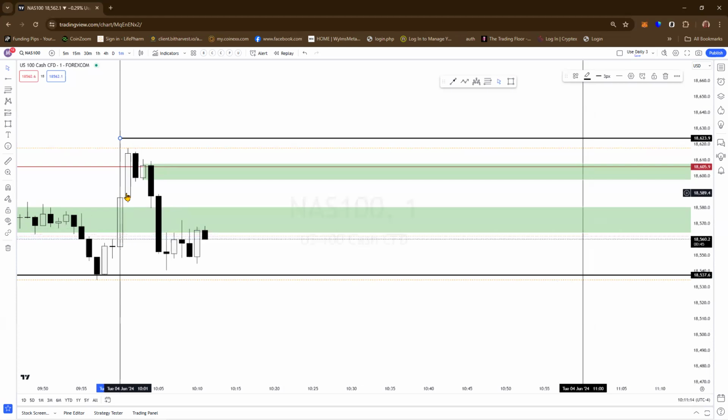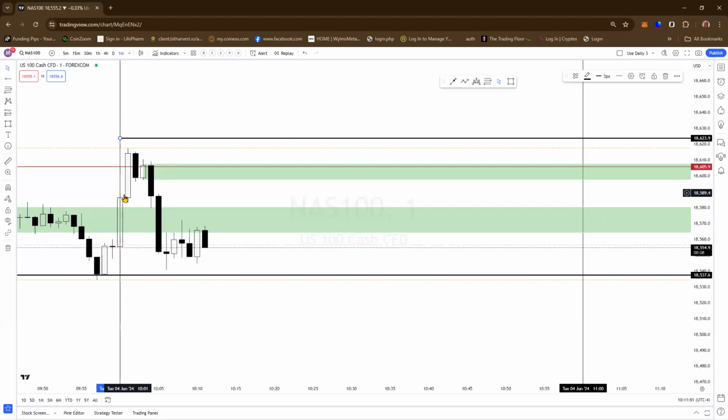Okay, I went ahead and placed my stop loss. Okay. So I did a simple lot size of 0.05. So I'm going to wait to see if it'll continue its journey going lower.